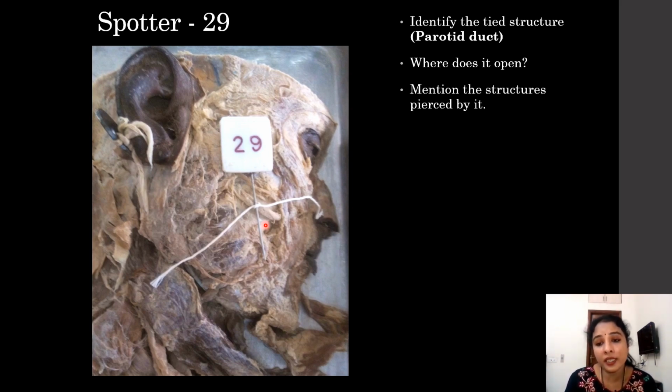And structures pierced by it: it pierces the buccinator, which we already saw. Along with the buccinator, we have got buccal pad of fat and buccopharyngeal fascia. So three structures: buccinator, buccal pad of fat and buccopharyngeal fascia. So these are the structures pierced by parotid duct.